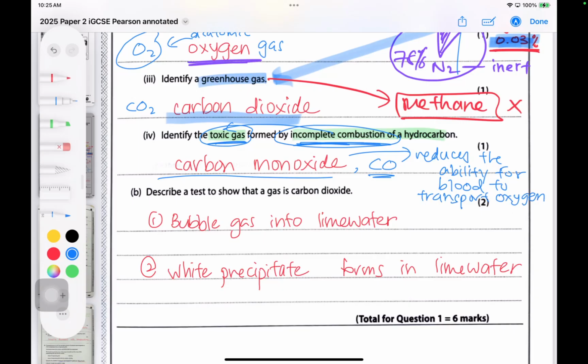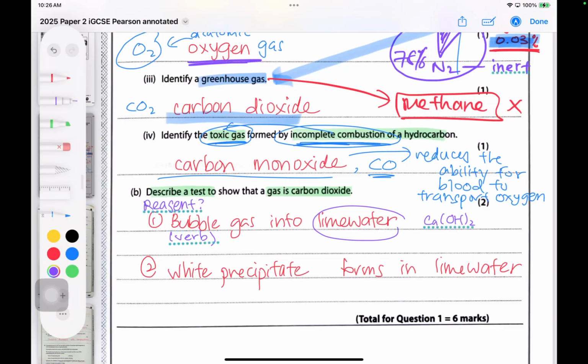Okay, and finally we have got a 2-mark question basically asking you to describe a test to show that the gas is carbon dioxide. So for this kind of question, what you want to do here is you will first want to identify what is the reagent, what are we using to test for carbon dioxide. Okay, so the chemical that we use is lime water. Lime water is not lime juice and water. Okay, it is simply calcium hydroxide, Ca(OH)2.